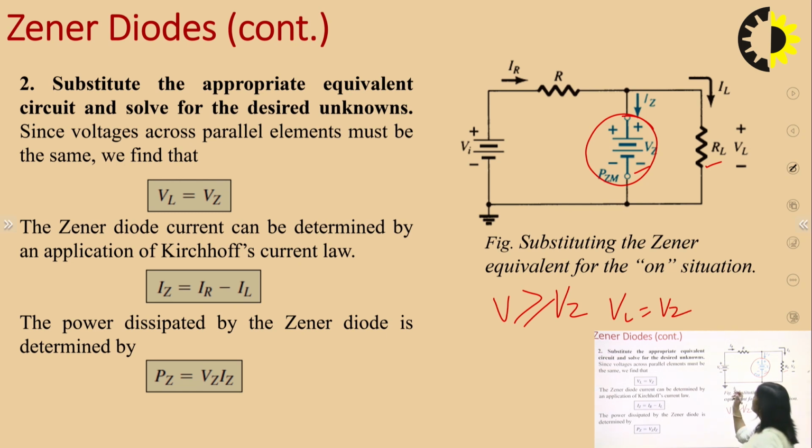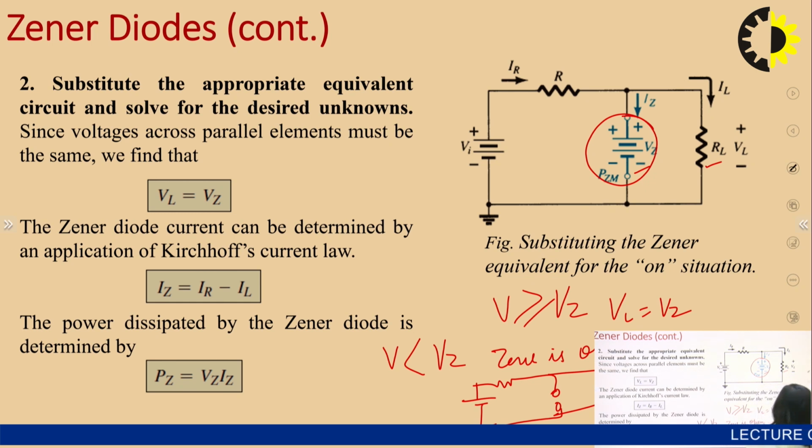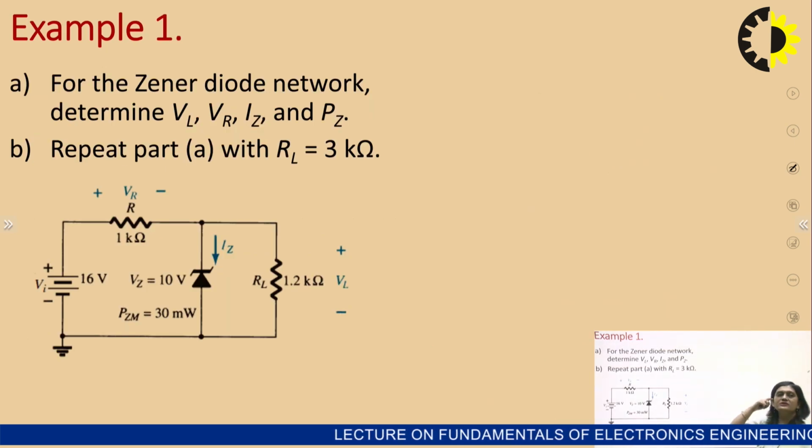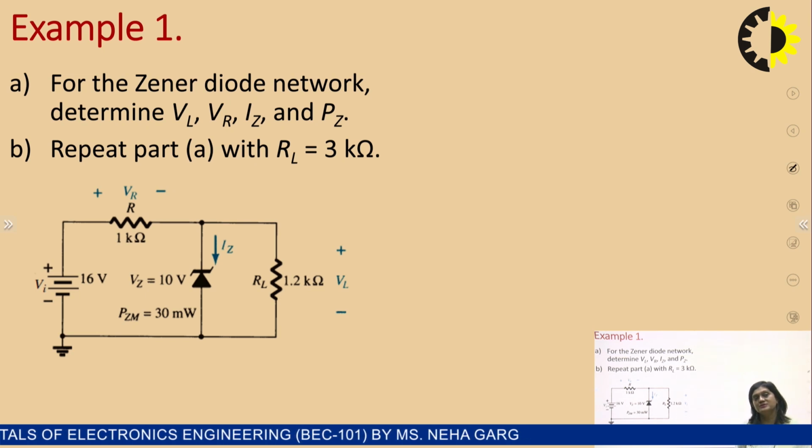And also if V is less than VZ, then Zener is open, and it will be like this. Then VL equals V. So if the value of V is coming less than VZ, it means Zener will be open and VL equals V. And if V is greater than or equal to VZ, it means Zener will be replaced with VZ, and in that case VL would be equal to VZ.